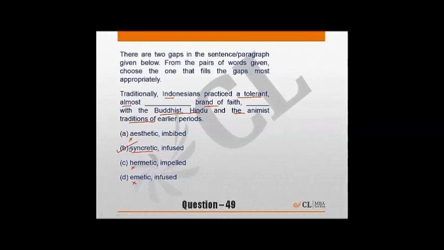But it would be useful always to read the complete statement with both the words to ensure you have not made a mistake. So let's do that. Indonesians practice a tolerant, almost syncretic brand of faith infused with the Buddhist, Hindu and animist traditions of the earlier period. Perfectly fine. Correct answer is choice B.